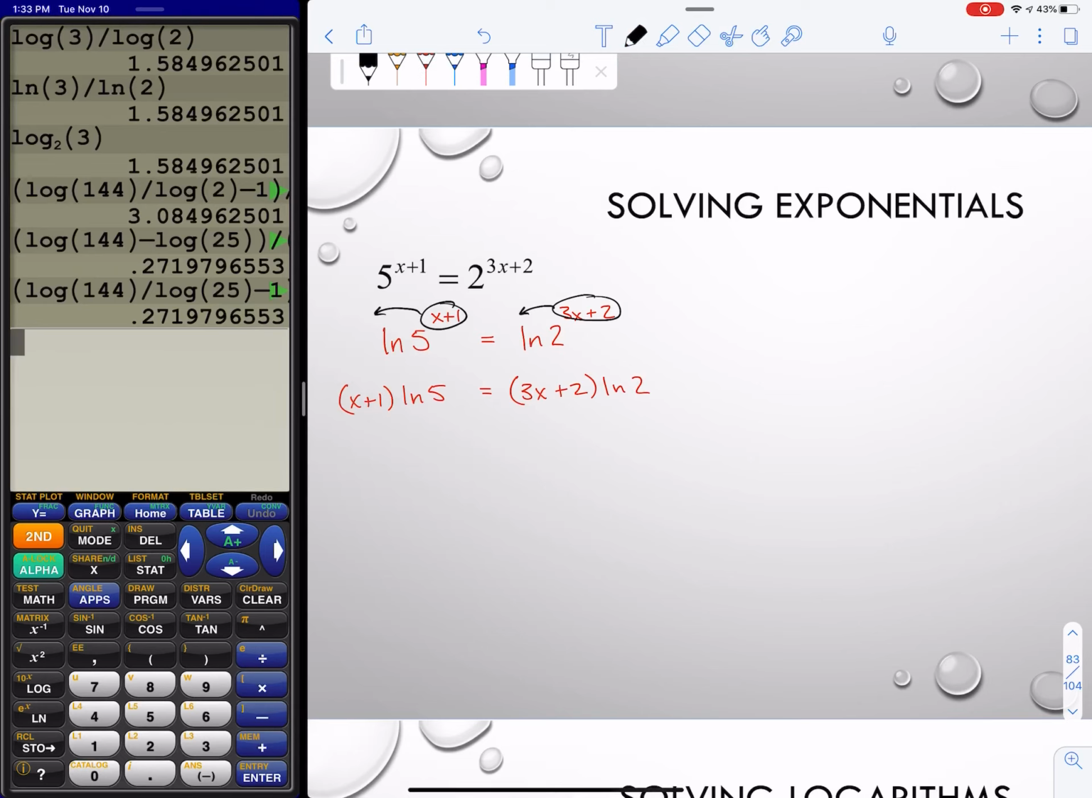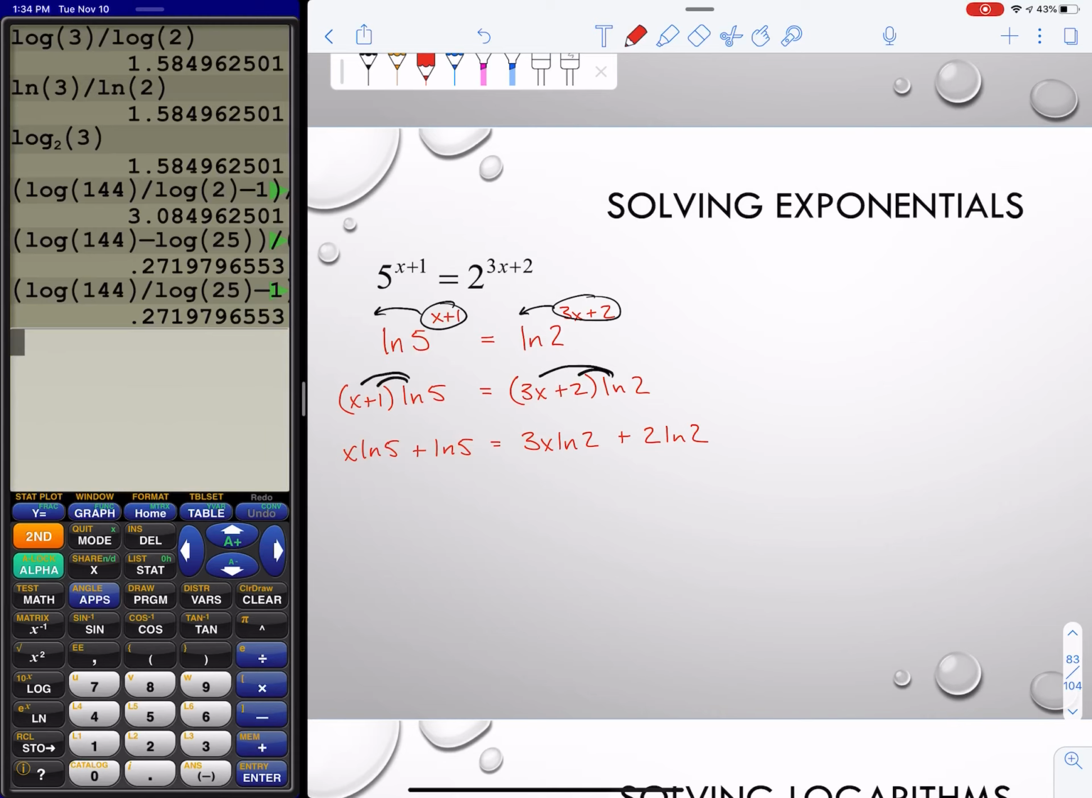And again, now I want to distribute the natural log of 5 and the natural log of 2 into my parentheses here. So when I do that, I'm going to have x natural log of 5 plus natural log of 5 equals 3x natural log of 2 plus 2 natural log of 2.